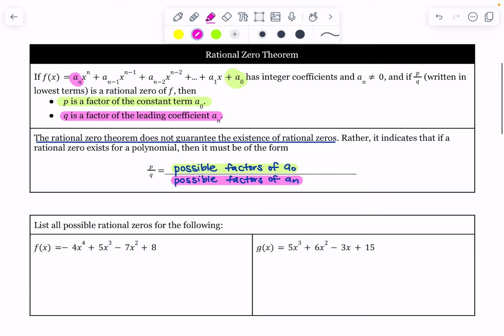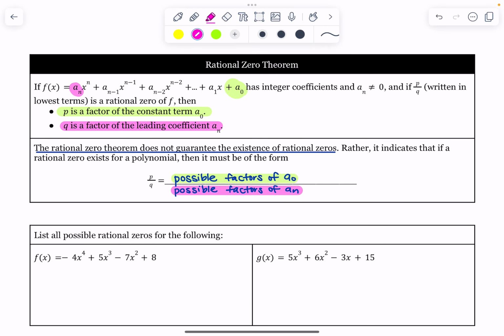All right, so for this first problem, it says list all possible rational zeros for the following. f of x equals negative 4x to the fourth plus 5x cubed minus 7x squared plus 8. And so what we need to do is, for our possible zeros, we need to list out p over q, and our p is our constant, or our last number here, so 8. So we need to think of everything that can divide 8. And just know here at the beginning we're going to do a big plus or minus because this includes all positives and negatives.